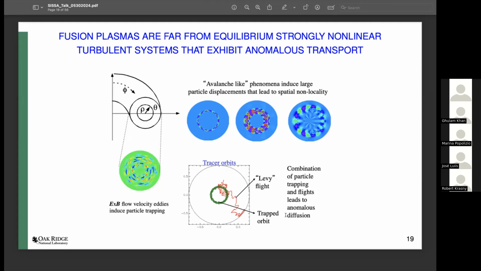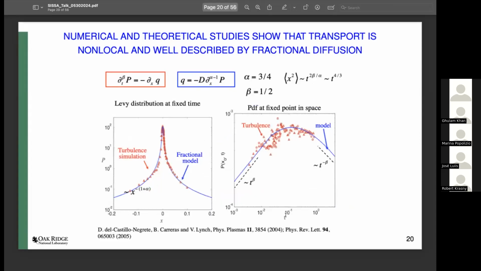For this system, we applied this continuous time random walk picture and tried to see if fractional diffusion could describe the system. Of course, describing this work would be a whole talk, but I invite you to check the reference if you're interested, because this was one of the earliest success stories of how fractional diffusion can be applied to a turbulence problem of practical interest.